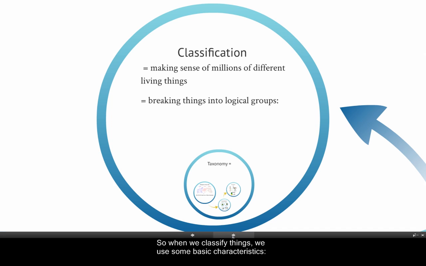So when we classify things, we use some basic characteristics: size, color, and shape. When you do your reading in the text, this would fit with the morphological species concept. Does it look like a red-tailed hawk? Does it look like a whale? Does it look like a big brown bat? If it does, then that's what group it should go into.